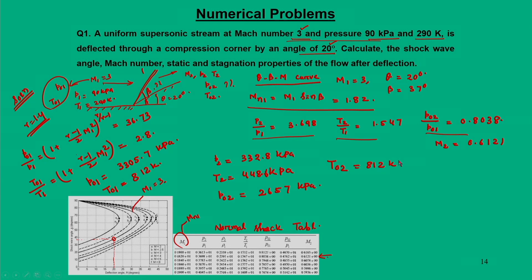Then what else is remaining? M2. For M2 we require Mn2, which is already noted down. M2 is Mn2 divided by sin of beta minus theta. So, this value would be 0.6121 divided by sin of 37 minus 20, that is 17 degree. So, M2 would be 2.04. Okay, this is how you are going to solve the problem.